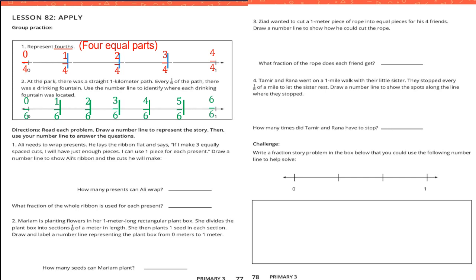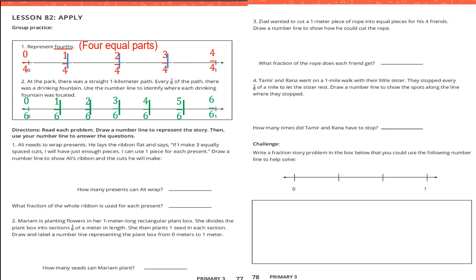Number 1, Ali needs to wrap presents. He lays the ribbon flat and says, if I make 3 equally spaced cuts, I will have just enough pieces. I can use one piece for each present. Draw a number line to show Ali's ribbon and the cuts he will make.